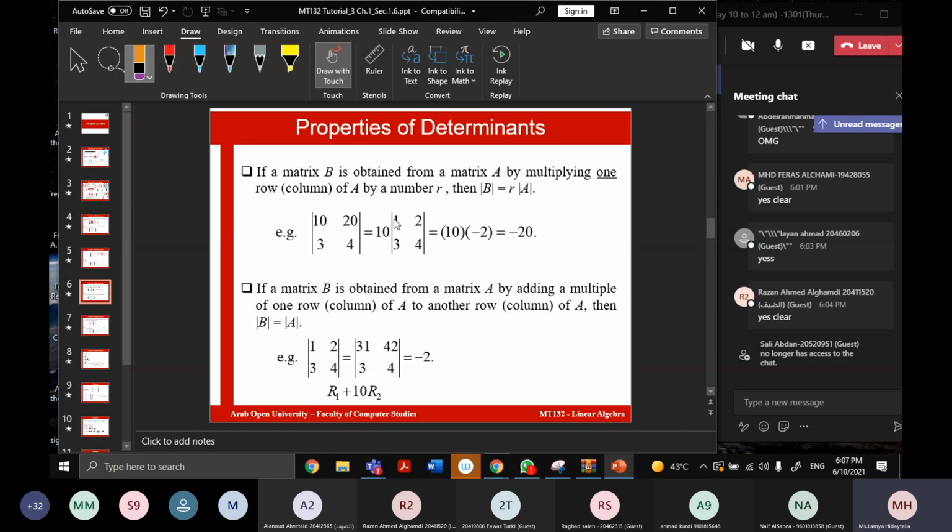3, 4, 3, 4. But this is 10 and this is 20. That is, we multiplied this row, only one row, by 10. So now we try to find this determinant. 10 times 4, 40. 40 minus 60. That is minus 20, correct? It cannot be minus 2.